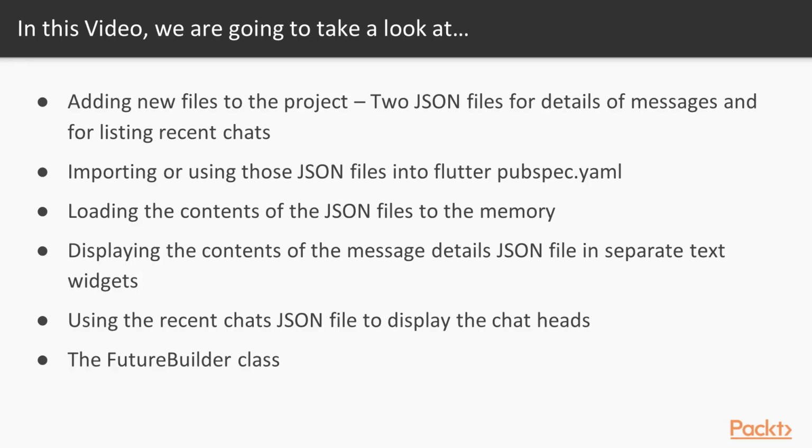So what are we going to learn in this video? First is how to add new asset files to the project. In this case, we will add two JSON files that will be the static list representing the messages. Then we will import those files to the pubspec YAML file and the contents of those files to the memory.